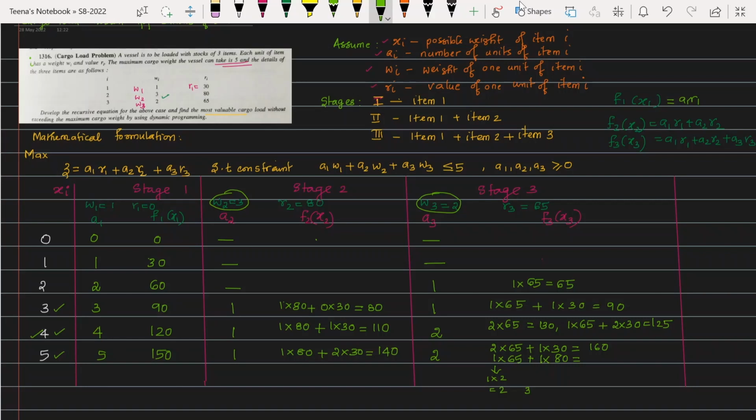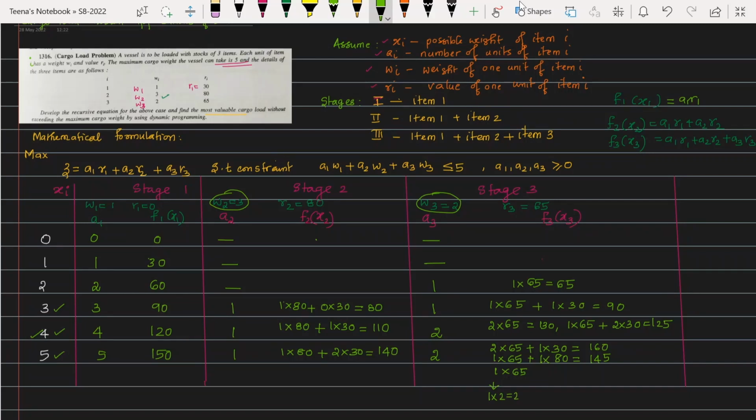65 plus 80. 80 is one option. So that is 145. So this is another option, and then there is one more option remaining: 1 unit of item 3. So this will give you a weight of 1 into 2 equal to 2.